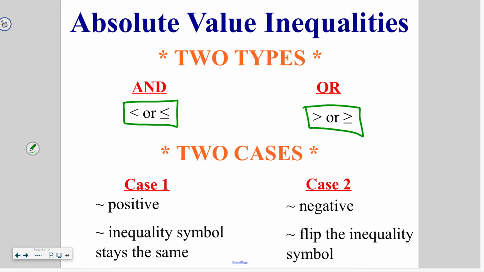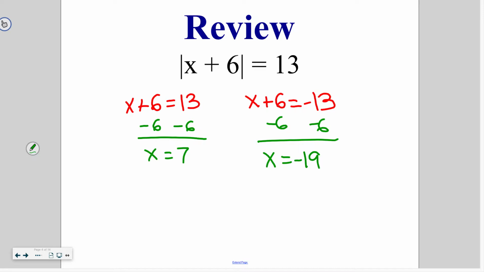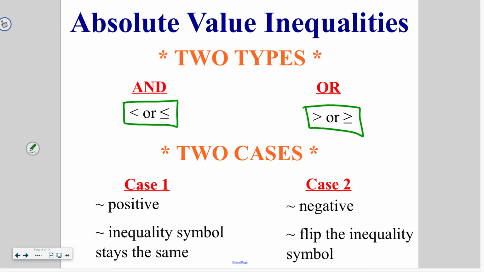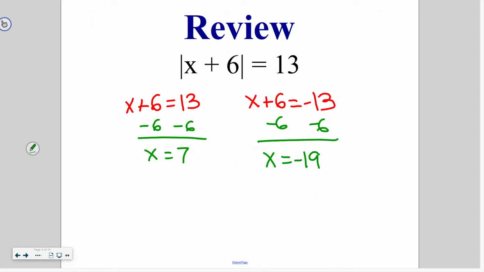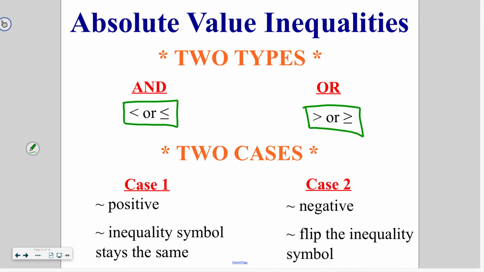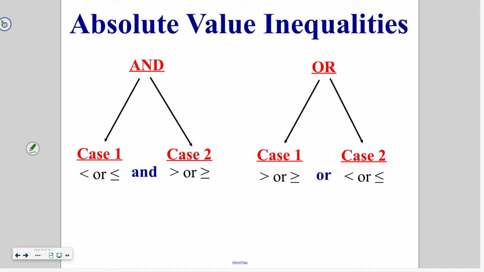Again, case 1 stays positive, just as case 1 was positive over here, but that inequality symbol is going to stay the same. So we're not going to change anything. For case 2, our answer becomes negative, just like it did for the equations, and we have to flip that inequality symbol. So when you are doing case 2, make sure to make the answer negative and flip the inequality symbol.